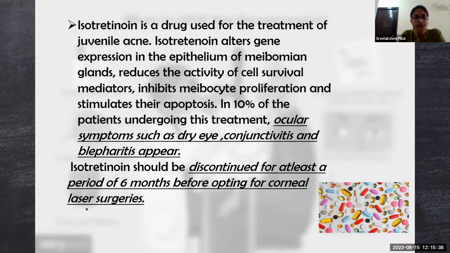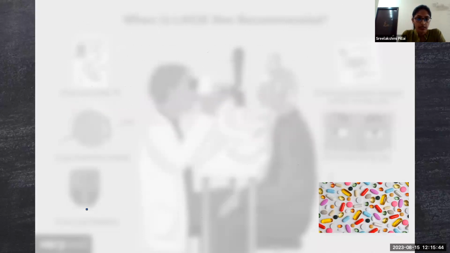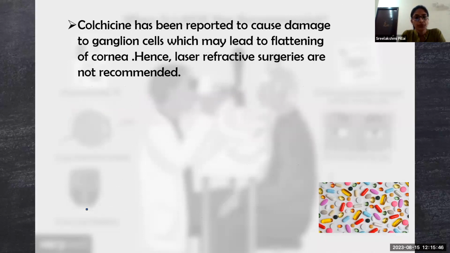And hence, isotretinoin should be discontinued for at least a period of 6 months before opting for any corneal laser surgeries. Colchicine has been reported to cause damage to ganglion cells, which may lead to flattening of the cornea, and hence, laser refractive surgeries are not recommended.